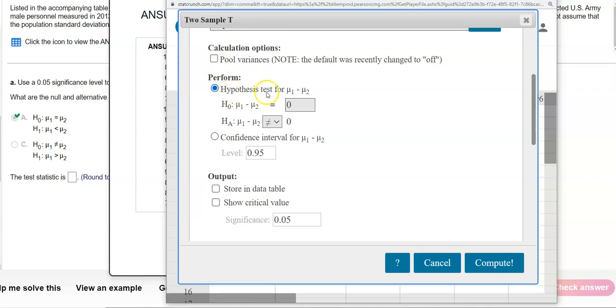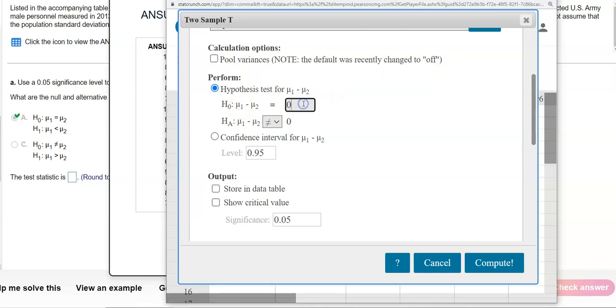We're going to perform a hypothesis test. Remember, the statement in our null hypothesis is that mu1 is equal to mu2. StatCrunch expresses it a little bit differently. If mu1 is equal to mu2, that's the same thing as saying that if I subtract mu2 from mu1, I should get 0, right? If two numbers are the same, then if I subtract one from the other, I should get 0. 4 minus 4 is 0, for example.